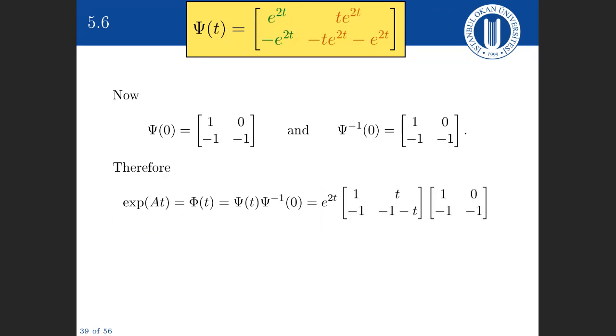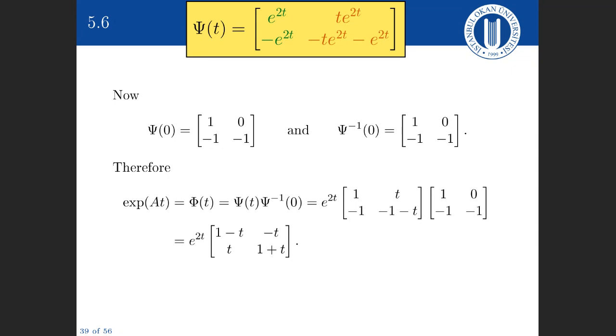So we get e to the power 2t multiplied by (1, t; −1, −1 − t), multiplied by the inverse of the fundamental matrix at time 0, which is (1, 0; −1, −1). Multiply all of these together and we get our answer. E to the power 2t, (1 − t, t; −t, 1 + t).